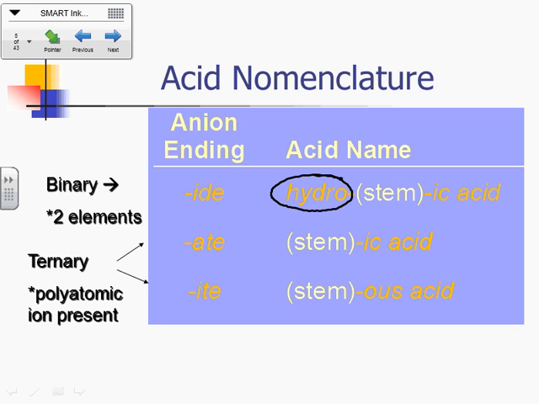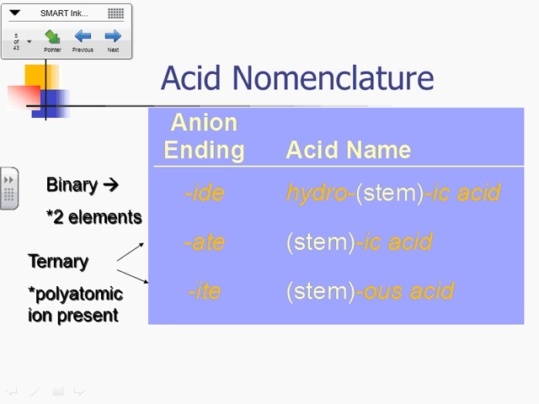So hydro is the prefix here, and then you put ic acid at the end, and then what you put in the middle is whatever the anion is. All right? So the anion for HCl is chloride, right? So you put the chlor, CHLOR, in here, and you end up with hydrochloric acid. You see how that works? Okay? So it's all based on the anion.